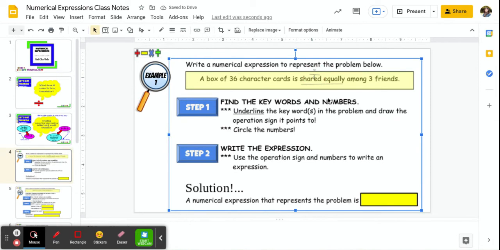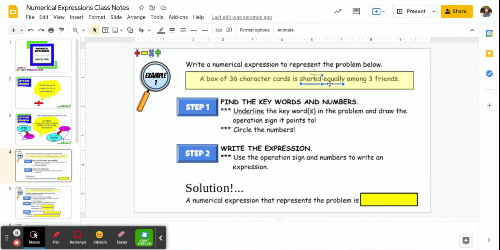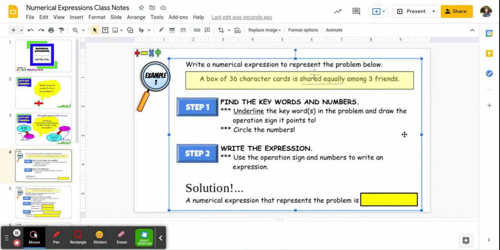Or if I don't like something and I want to redo it, of course, I can click on it and then click backspace, and that will take it away. But that's just a scribble feature. It allows you just kind of to draw or write on your slide. Now, do I see any other keywords? I'm still looking right here. I don't see any other keywords. So I'm ready to go to the next part of step 1, which is circling the numbers.